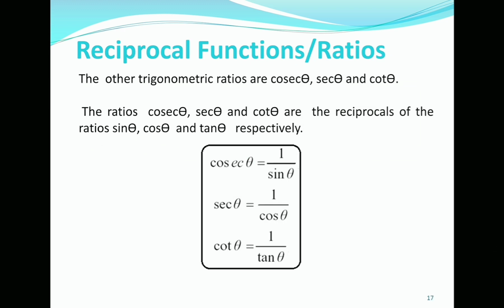Now reciprocal functions. The other trigonometric ratios, cosec theta, sec theta, and cot theta, are reciprocals of the ratios sin theta, cos theta, and tan theta. So cosec theta is 1 upon sin theta, sec theta is 1 upon cos theta, and cot theta is 1 upon tan theta.